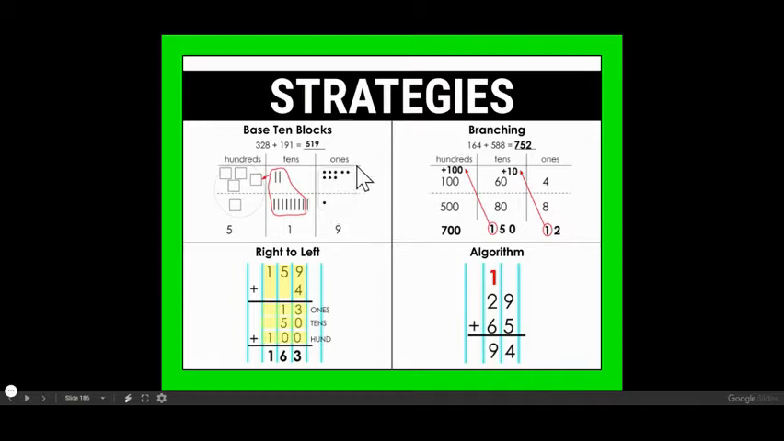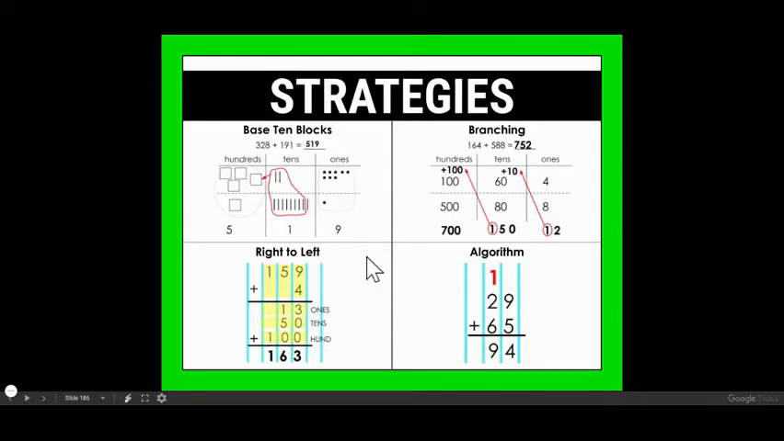So that's one strategy. Another strategy that we have is branching, very similar to the base 10 blocks, but now instead of drawing the base 10 blocks, we just write those numbers in expanded form or the value. So the 164, the 100, the 60, and the 4, and so on. And same thing with regrouping. We have to show that we take this 110 and we regroup it into the tens, or we take this 100 and we regroup it into the hundreds.